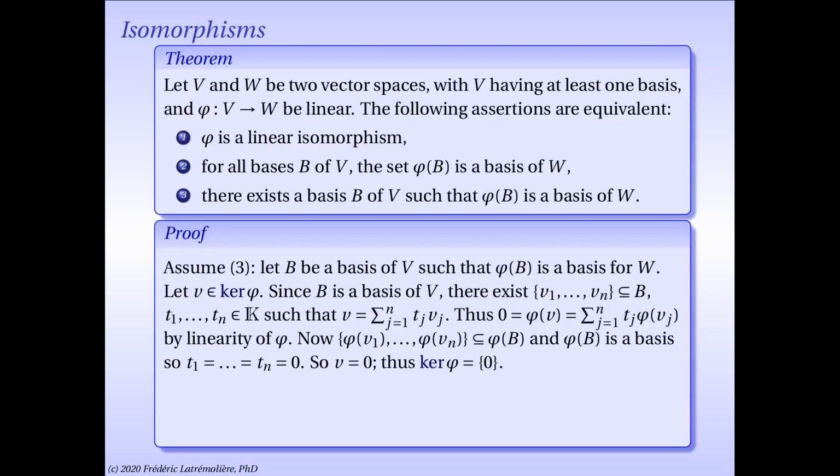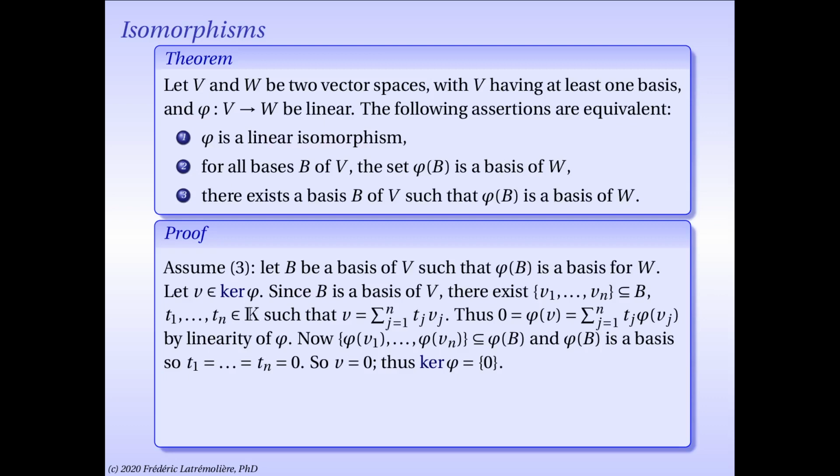Let's start with injective. Since phi is linear, to prove phi is injective, it is sufficient to calculate its kernel and prove its kernel is reduced to the singleton 0. The kernel contains 0, so all I have to prove, in fact, is that if I take a vector in the kernel of phi, that vector must be 0. Now, let V be a vector in the kernel of phi. Since B is a basis for the vector space domain of phi, there exist V1, etc. Vn subset of B and scalars T1 to Tn, such that V is a linear combination T1 V1 plus etc. plus Tn Vn.